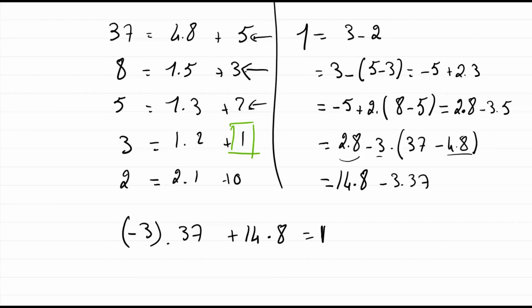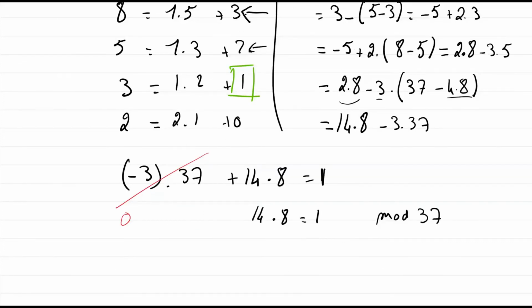And this identity is true in Z, just the integers, we know. But now if I'm looking at things modulo 37, this is 0. And thus I have that 14 times 8 equals 1, which can be written as: 14 is in fact the inverse of 8 modulo 37. So what's the inverse of 8? It's 14, modulo 37.